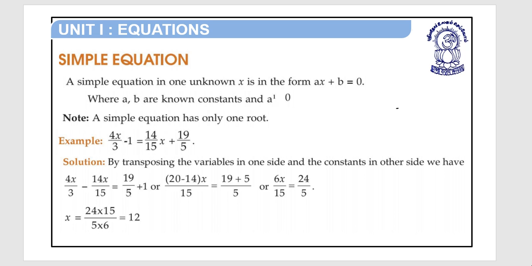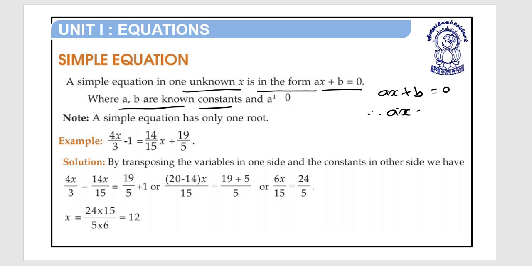Simple equation means linear equation. A simple equation in one unknown x is in the form ax + b = 0. Here a and b are known as constants.